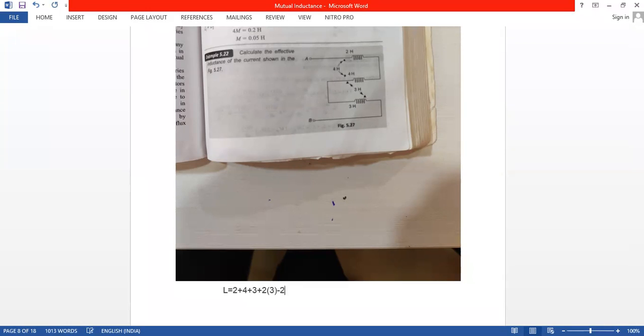And 2 times 2 into what is the mutual inductance value? 4. Now tell me the answer. How much you will get? Total answer? 7. You are getting this 7: 4, 5, 6, 7. Okay, 7. See all of you, I'll repeat once again. No need to worry. But for practice purpose, let us move to the next circuit.